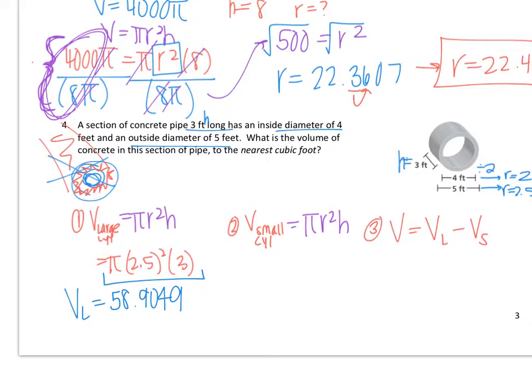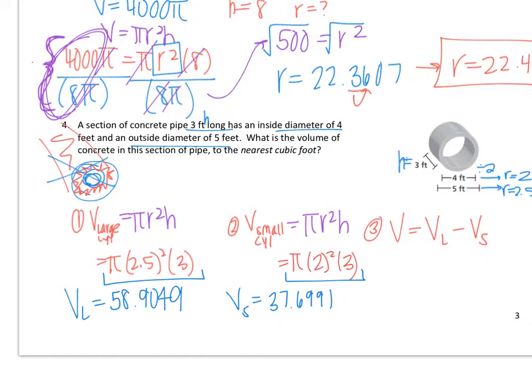We're going to do something similar for the volume of the small. We have pi times the radius of the small is 2 squared times the height of the small, which is 3. Again, type the whole thing in your calculator, including the pi. This time we get 37.6991.